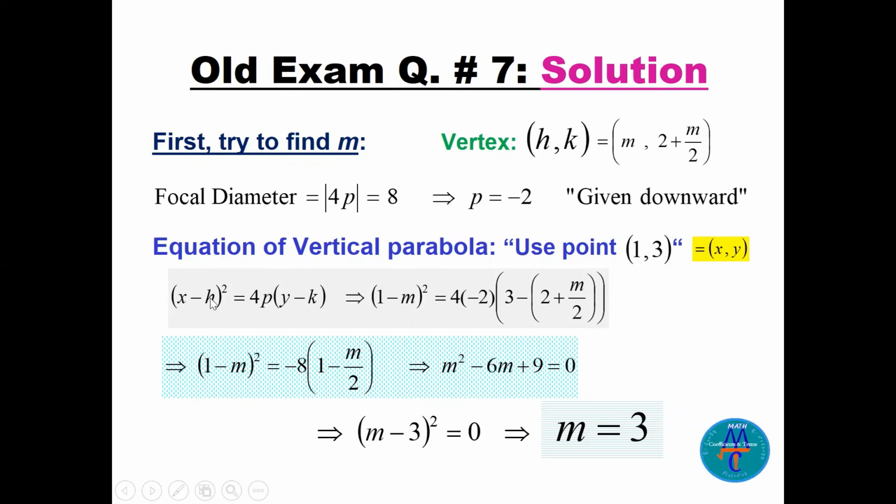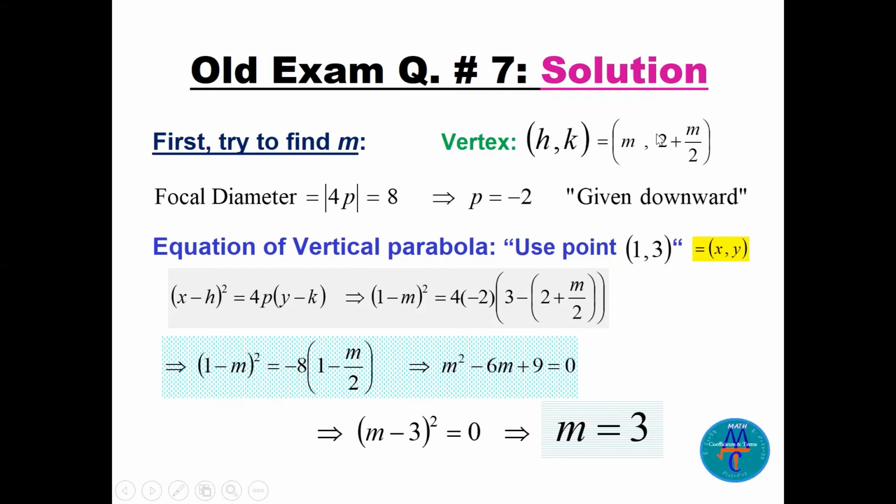So x minus h squared equals 4p times y minus k. That's the formula now. So x and y will be 1 and 3 because the graph passes through the point 1, 3. Now, x is 1. You see that one here? x is 1. y is the 3. Be careful there. p is the minus 2, so 4p from the formula.